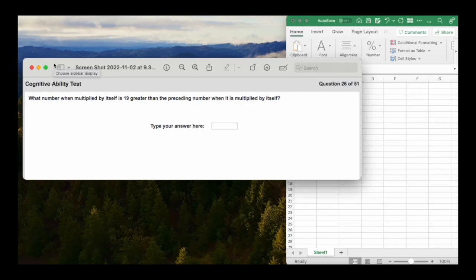Numerical reasoning questions are very common tests that jobs require candidates to take. I'm going to show you how you can answer numerical reasoning questions quickly using a spreadsheet.